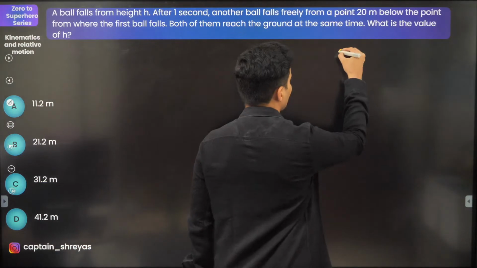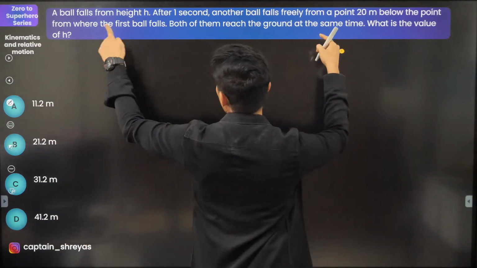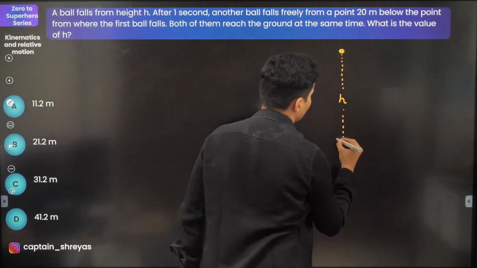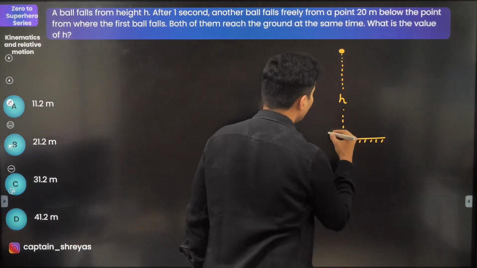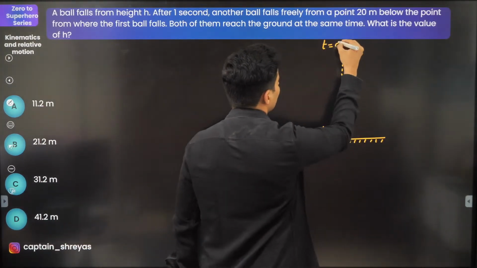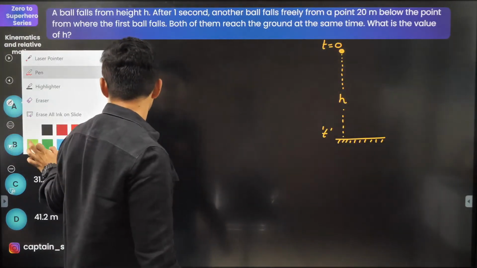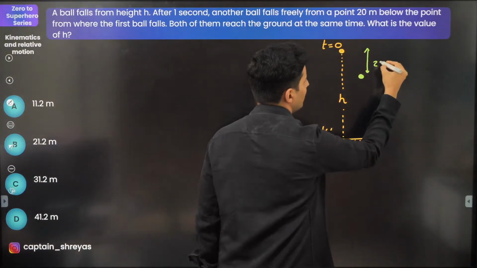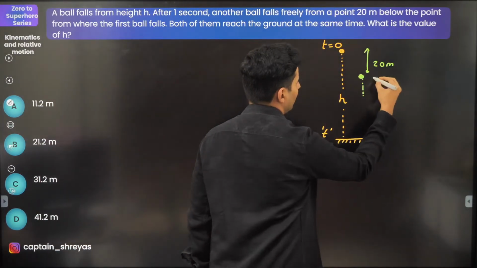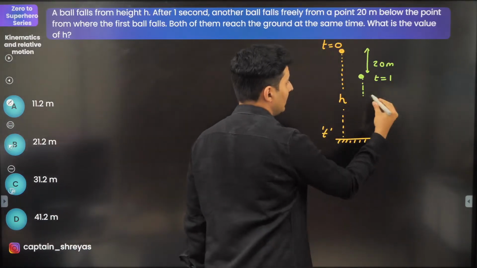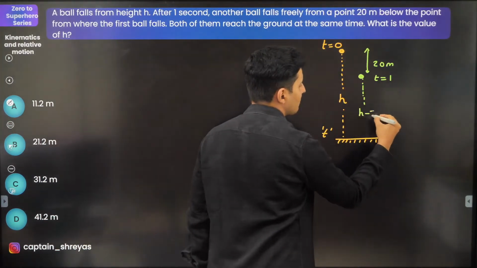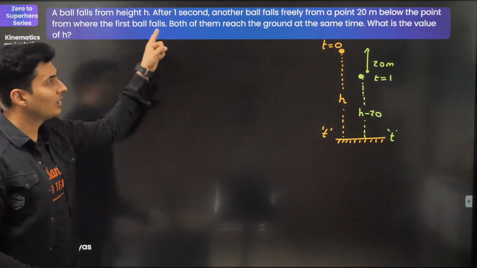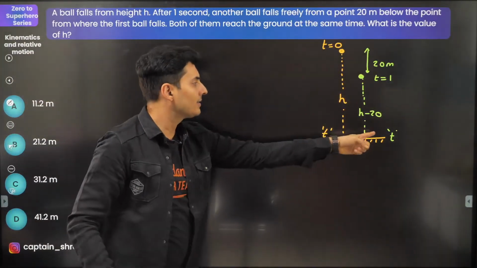Let's draw this. So you drop a ball from a height of h. So basically this is h and it hits the ground over here and it takes time t. This is at t is equal to 0. You are leaving it. Now you drop another ball from here, but that is 20 meters below, and you're dropping it after 1 second, keep this in mind, and it falls by obviously h minus 20 meters and it reaches at the same time according to the given information. Reach the ground at the same time.